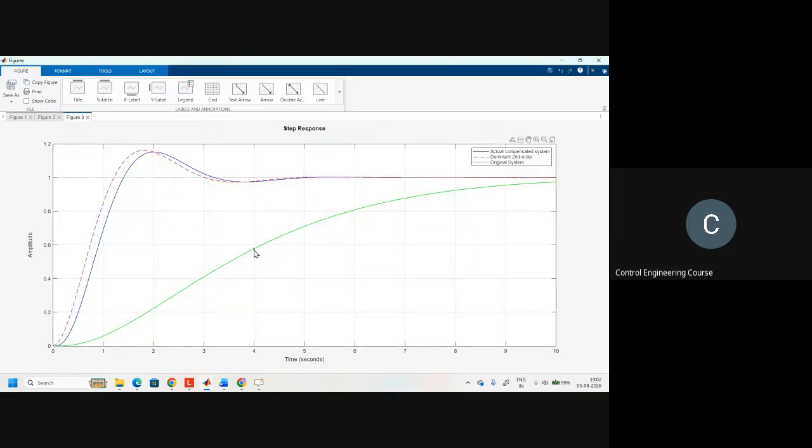This is the green color one. Are you able to see? This green color one is the original system without compensator. See how slow the system is. It is taking a very long time to reach the steady state response. So that is the reason we are designing a controller.